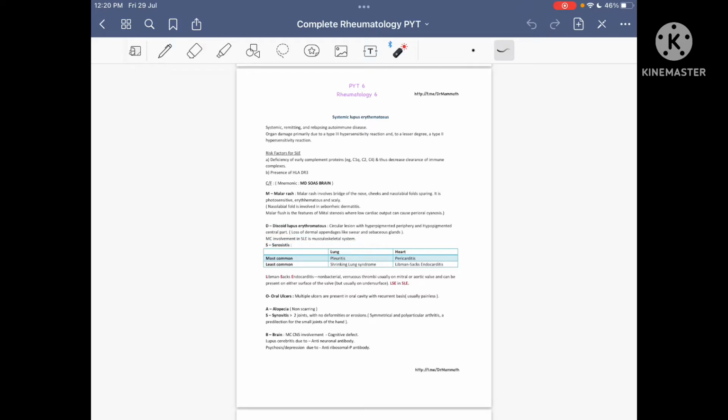O stands for oral ulcer. Multiple ulcers are present in oral cavity, which are painless. In aphthous ulcer, the ulcers are painful, but here the ulcers are painless. A stands for alopecia, non-scarring.